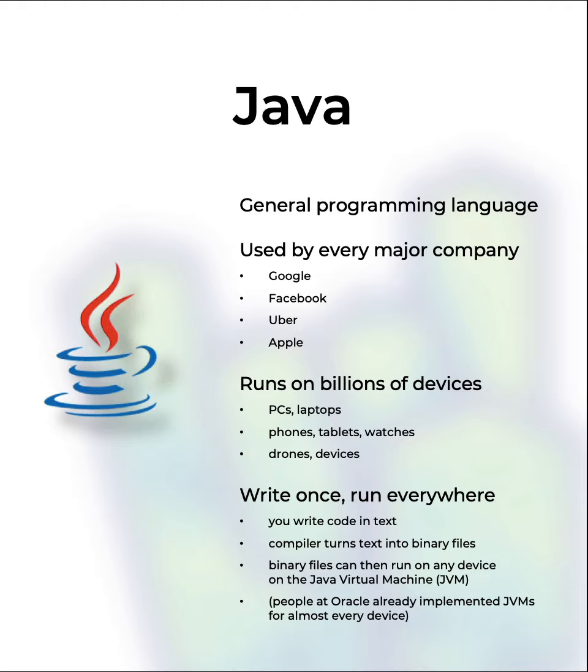Now, in Java, you write code in a text file, which a compiler turns into a special binary format called bytecode. And that bytecode can then run on any device that supports a Java Virtual Machine, or a JVM. And almost every device supports a JVM because people at various companies, including Oracle and Google, already implemented JVMs for Mac, Windows, and a million other kinds of devices, including Android phones and so on and so forth.